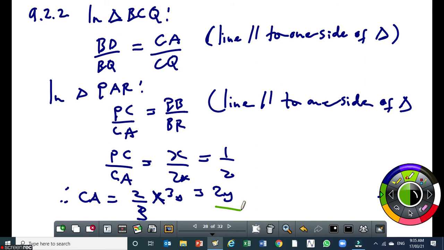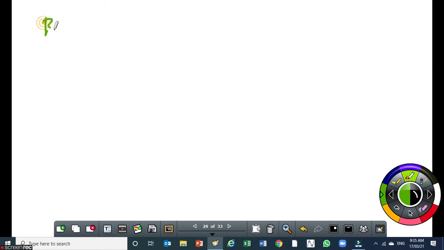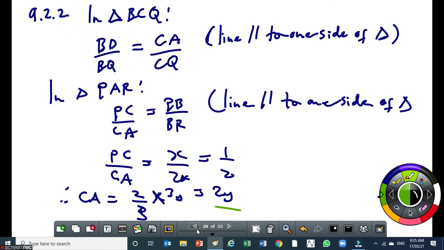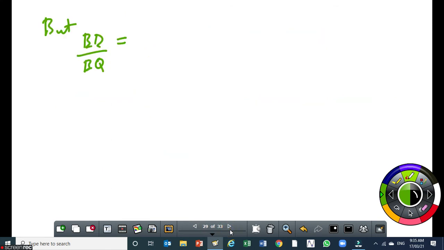So BG over BQ, but BG over BQ is equal to CA over CQ. CA over CQ. Okay.